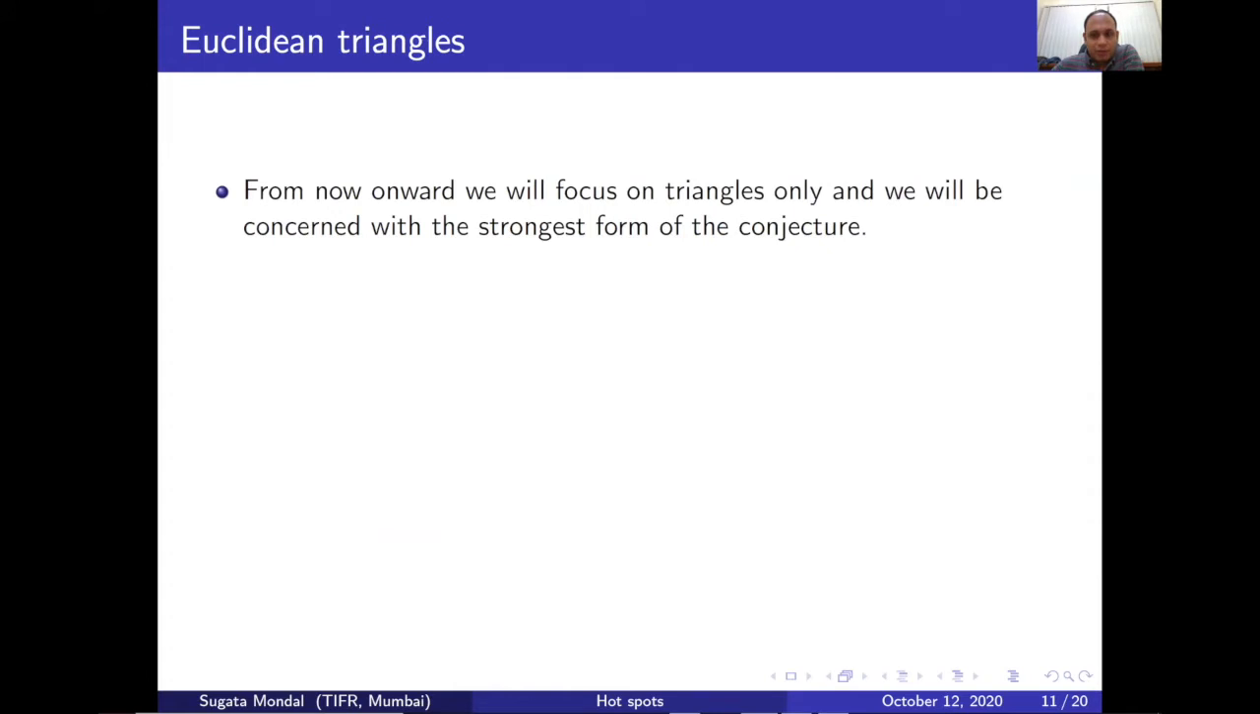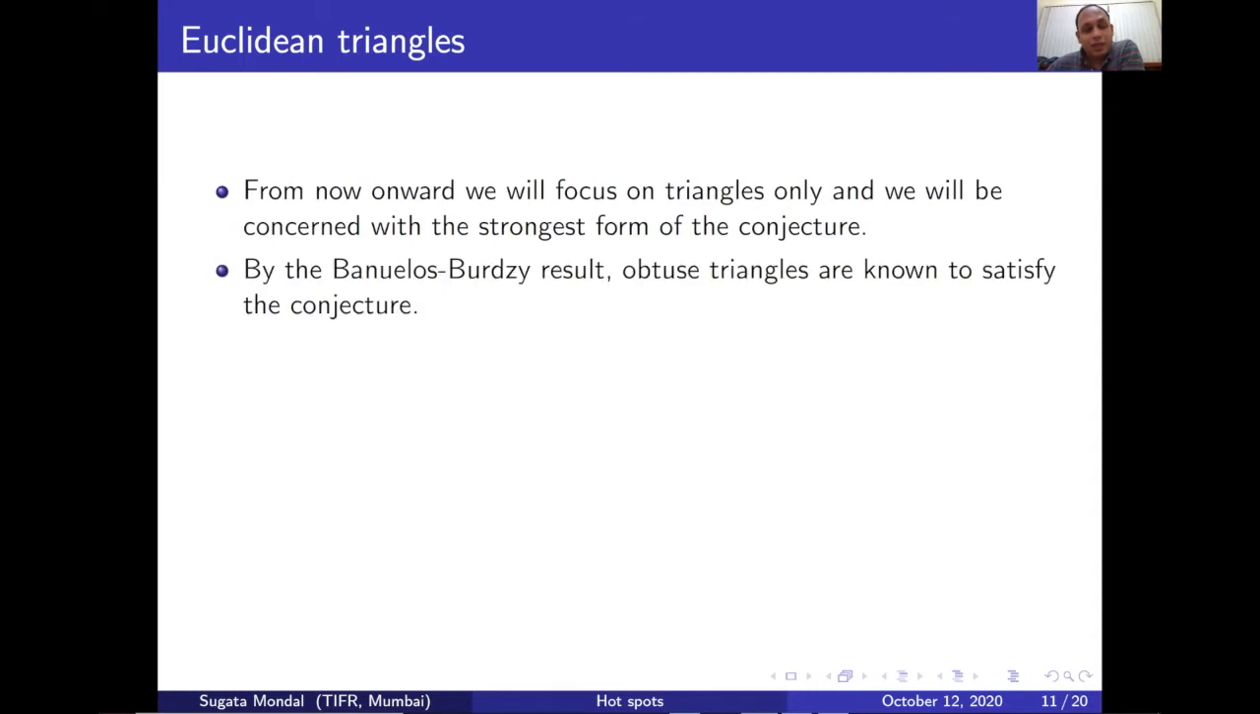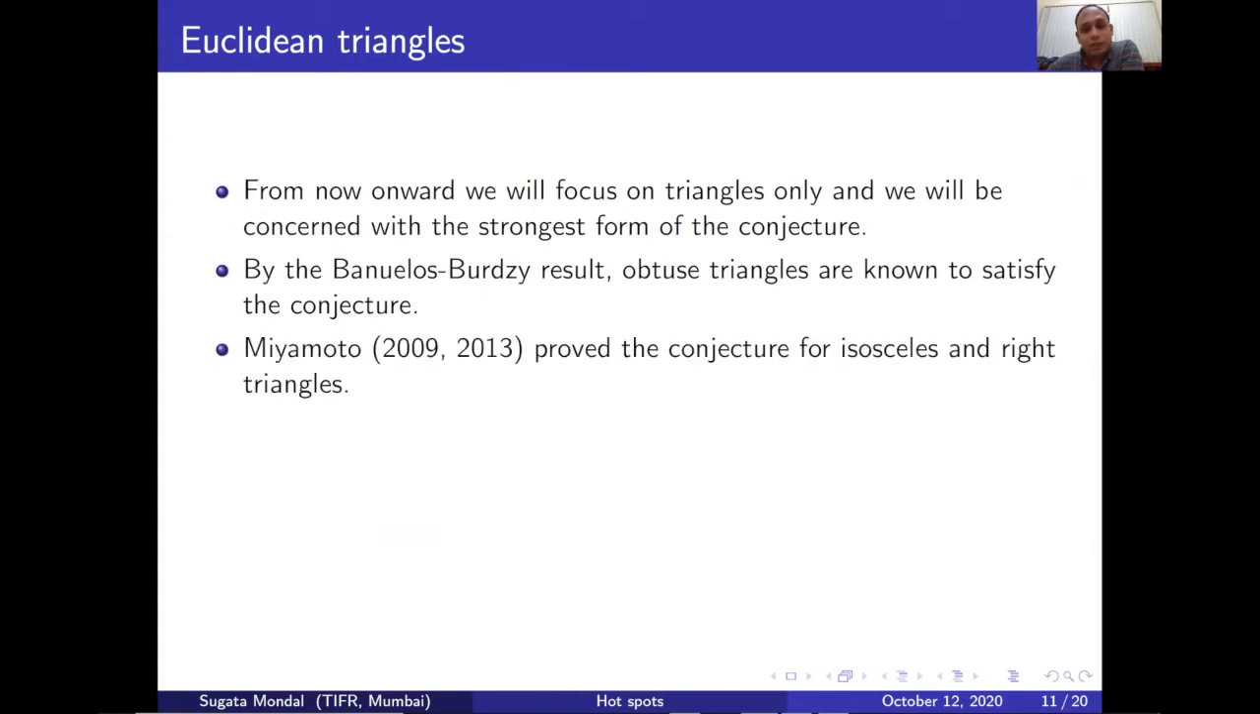Okay, so let me just recall. From now on, the results that I will explain today are mainly on triangles. Some of the results are actually true for some general domains, but I'll not talk about those. So for the rest of the talk, all the domains that I will talk about are going to be triangles. And let me just recall what was known. By the result of Bañuelos and Burdzy, obtuse triangles were known to satisfy the conjecture, and by the result of Miyamoto, the conjecture was also true for isosceles and right triangles.